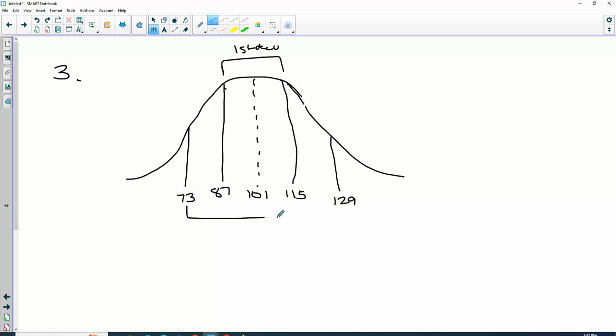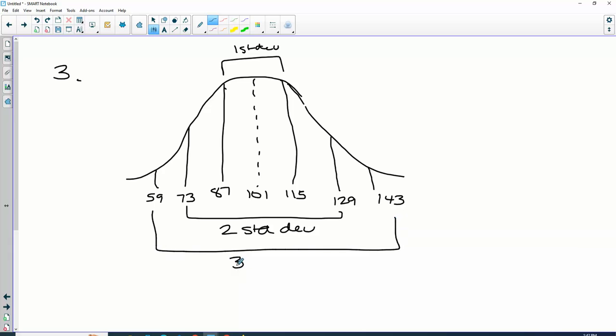So that's 2 standard deviations. If you want 3, we just do it again. So 129 plus 14 gives me 143. 73 minus 14 is 59. If you're between those numbers, that's 3 standard deviations. Everybody understand that part? So part A says if it's bell-shaped.